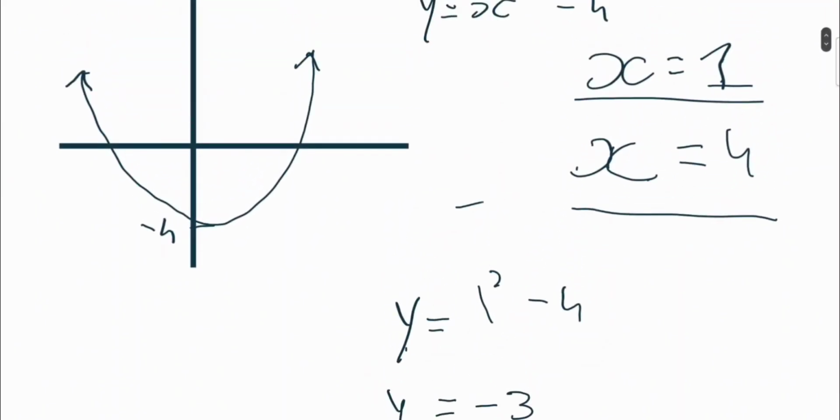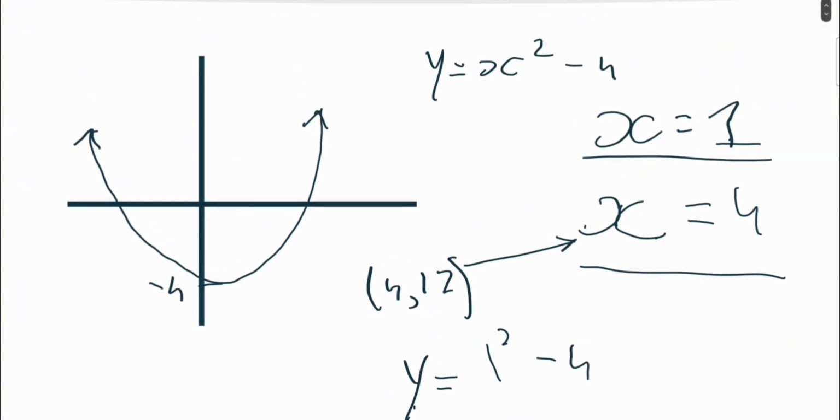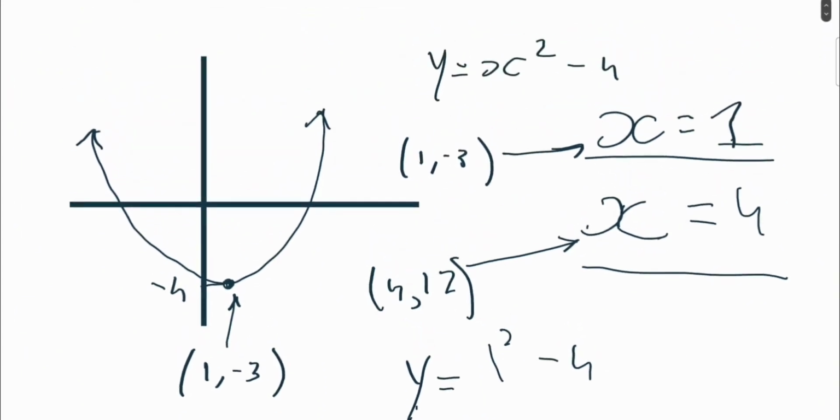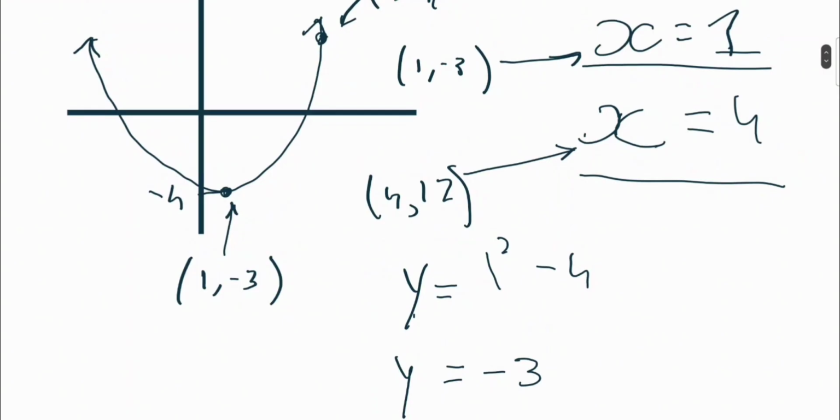So this one here can be written like this, the x value and then the y value. And then this one up here can be written this way: 1, -3. We'll call this one 1, -3. Great, so that's one of the points. And then the next point is 4, 12. We'll call that maybe here. Perfect.